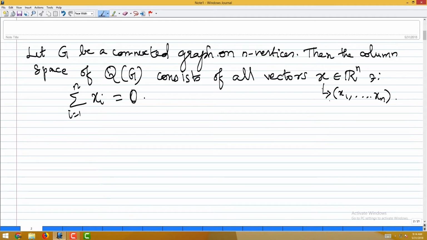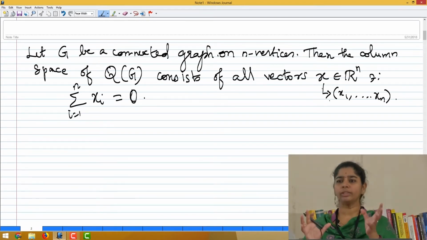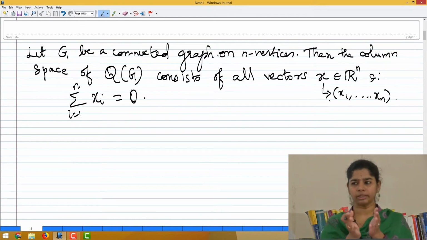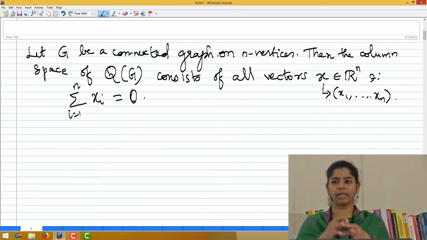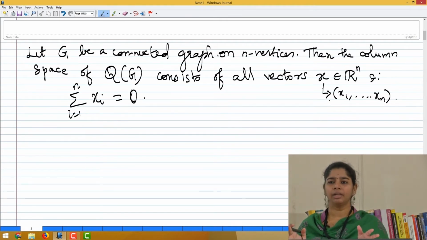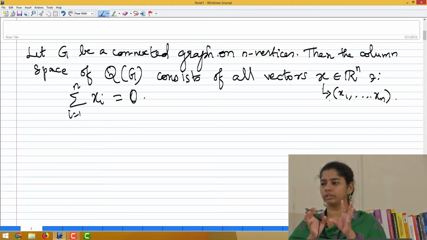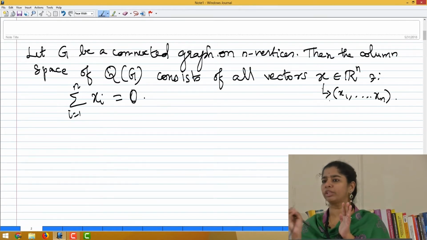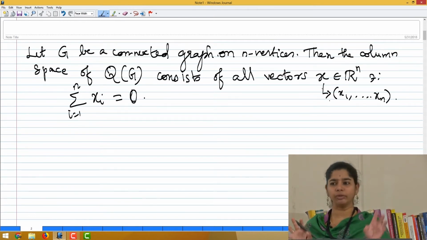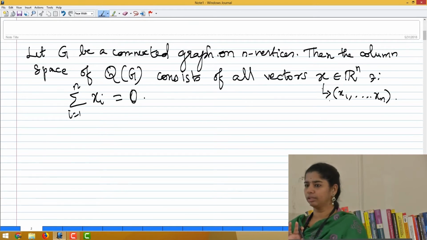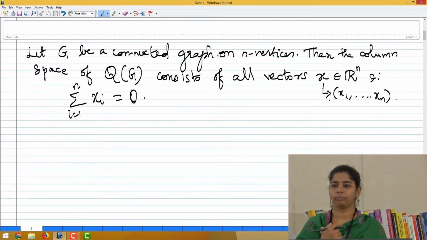So, how do we prove this? Because when I state a result, we are always trying to prove it. So, how do I prove this? There are two things now with us. We have the matrix Q and we are talking about the column space of Q, and we have a subset of R^n where every vector has the sum of its components being 0. We are talking about two things, and I am just trying to tell you that both of these are equal. So, how do we show that they are equal?